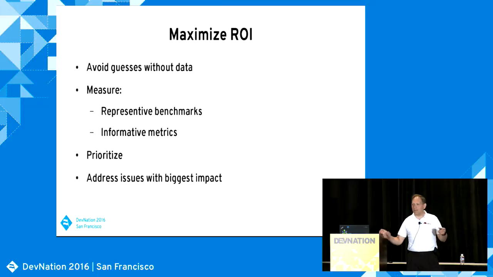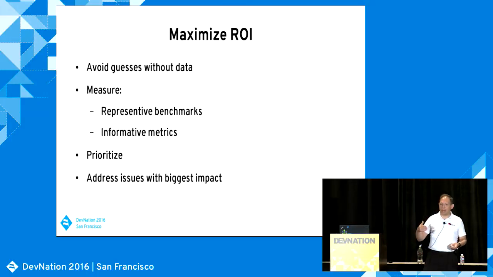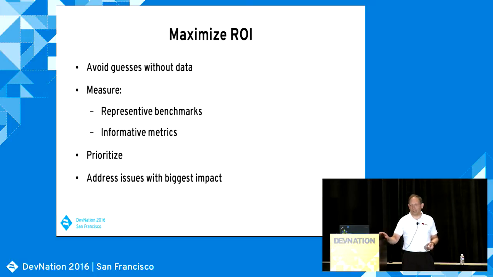And then after you get your measurements, you're probably going to have a list of priorities saying, if we fix this, this will make a big difference in our performance. This other thing, if we fix it, it's not going to make a difference. So you definitely need to prioritize, and of course, address from most significant to least significant.